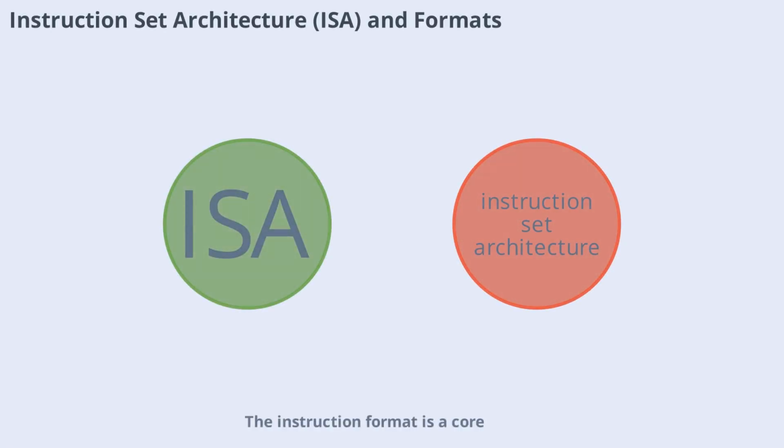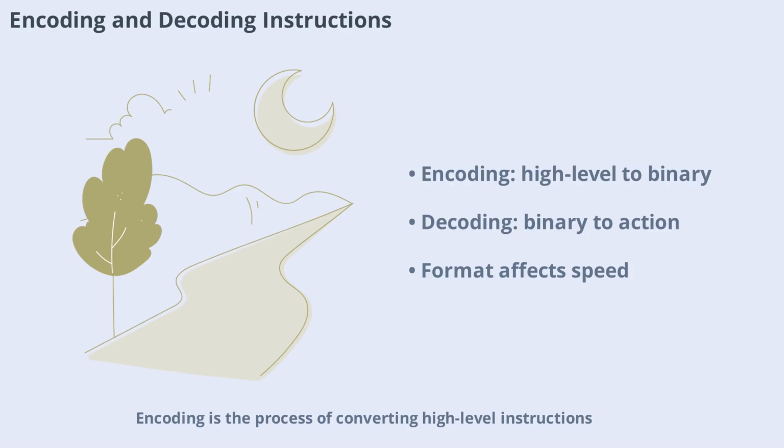The instruction format is a core part of the instruction set architecture, ISA. The ISA defines the set of instructions a processor can execute, and the format determines how those instructions are encoded. A well-designed format can make the ISA more powerful and easier to implement, while a poor design can limit performance and flexibility.